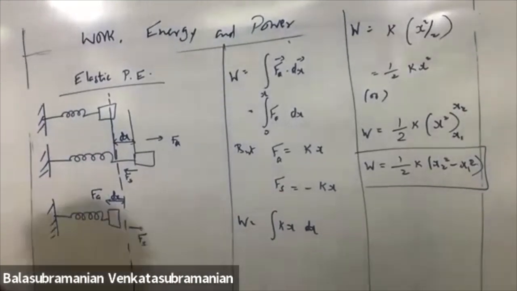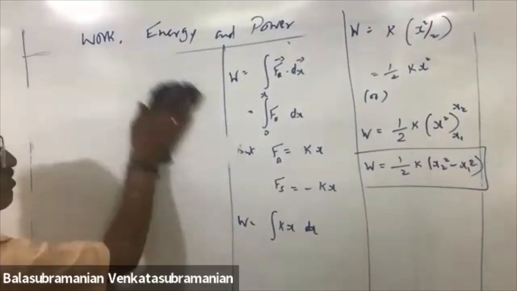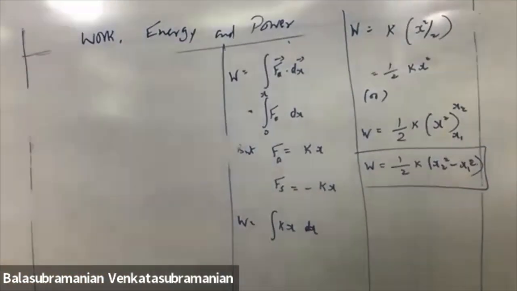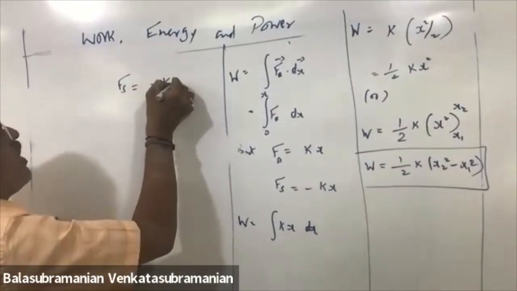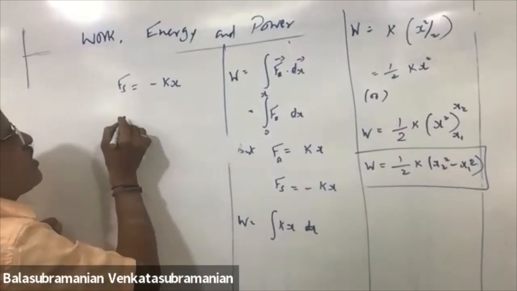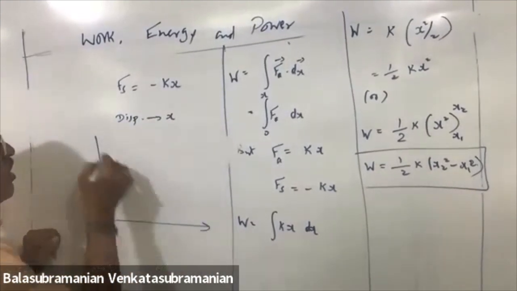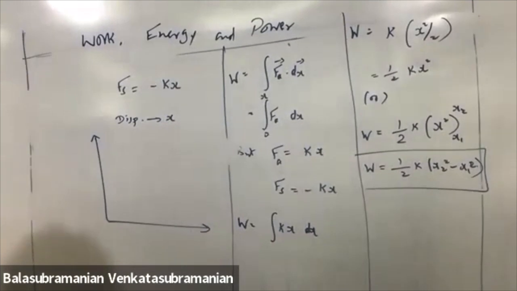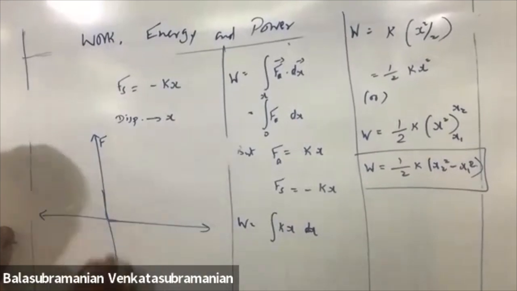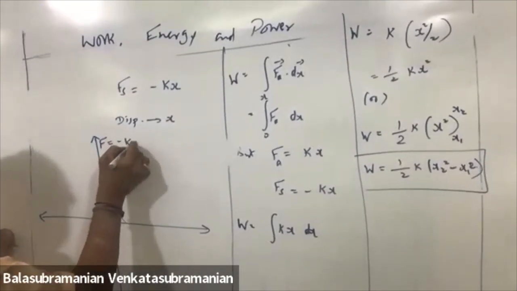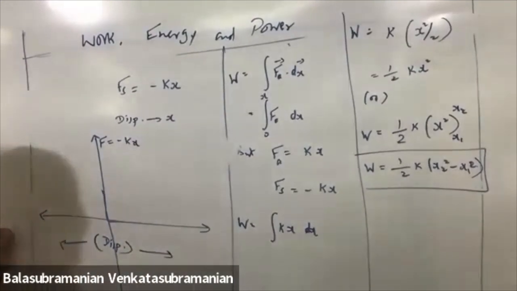Okay, fine. Next term. Sir, can we represent this by a graph? Yes, you can represent it by a graph. Fs is equal to minus kx, and the displacement is x. So draw a graph: F is equal to minus kx, and the displacement along the x-axis.